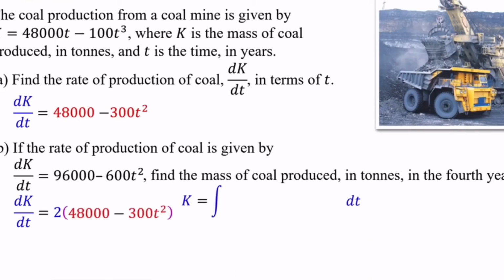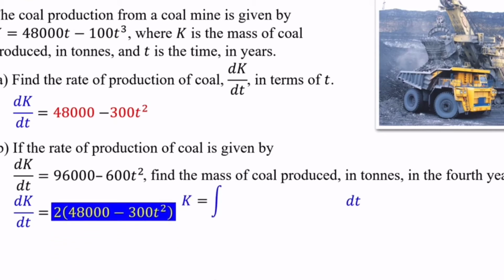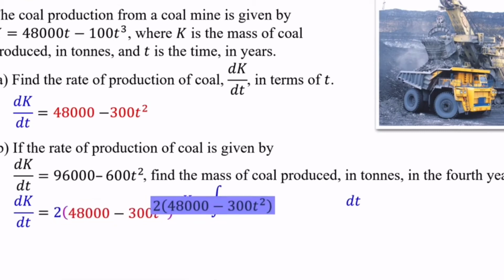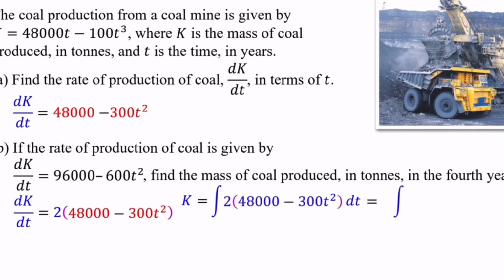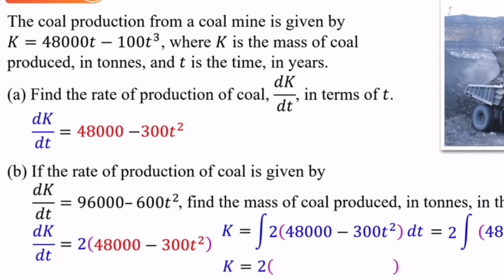This question is actually a bit different. They give you dK/dt, which is 96,000 minus 600 t squared. You look at that, and I want to express it in terms of how many times my dK/dt just now. It's actually 2 times, a constant. So let's find the K, because we want to find the function, which is K. So K is the integral of 2 times the 48,000 minus 300 t squared.